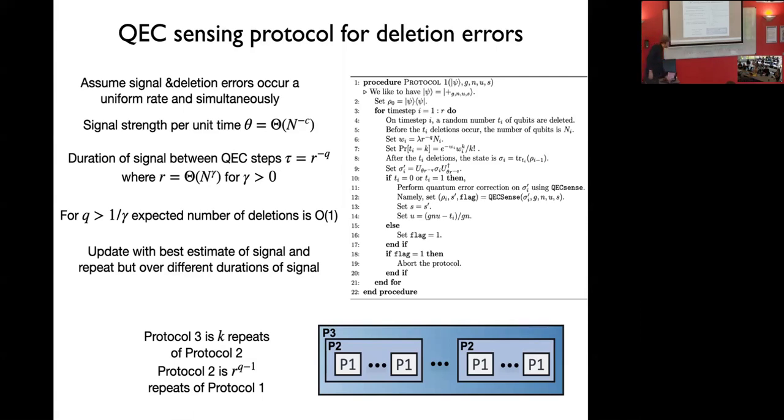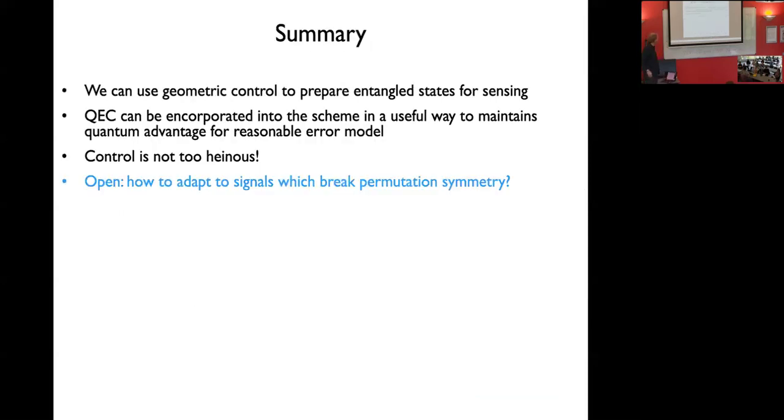Okay, so maybe I'll just leave it there. Just to summarize, we can use geometric control to prepare entangled states for sensing. And we can also use it for preparing permutation invariant codes. And the error correction is incorporated into the scheme in a useful way that maintains quantum advantage. The control is not too heinous. It does require having a bosonic mode around, but the operations don't require addressability, and some of the assumptions about the errors seem to be borne out in experiments.